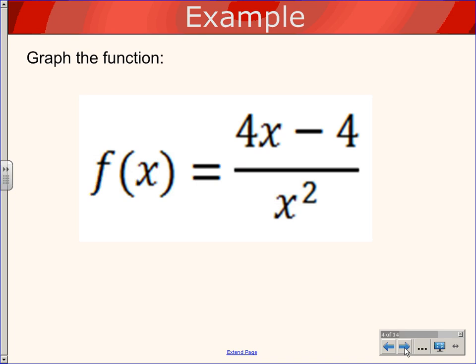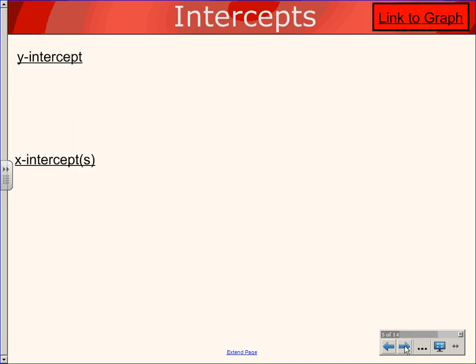Our attempt this time is this guy. So not a real complicated function, but one that when we look at to begin with, we don't know what it looks like. We have to try and figure out all of the missing pieces and come up with a graph. So 4x minus 4 divided by x squared. That's our target graph.